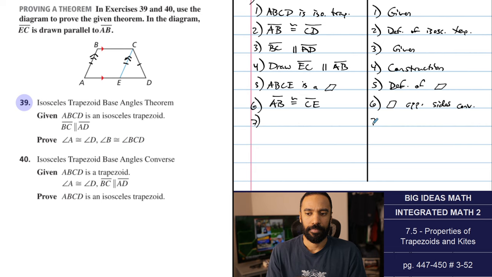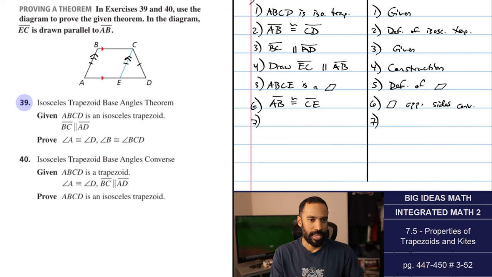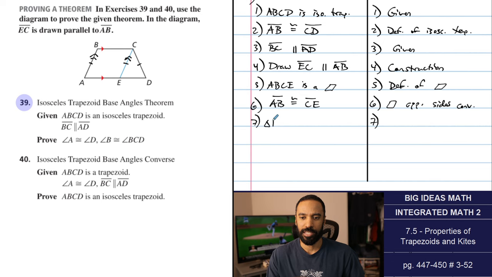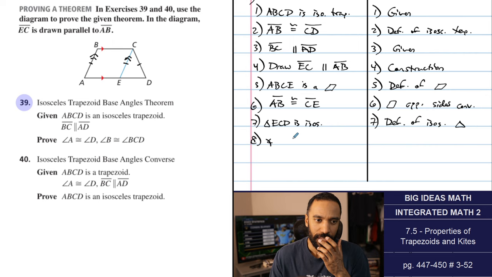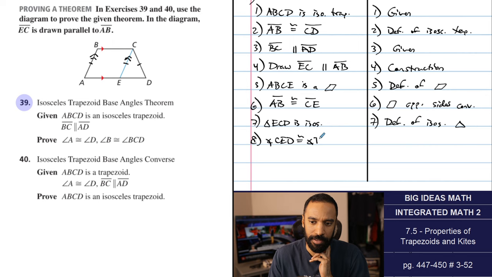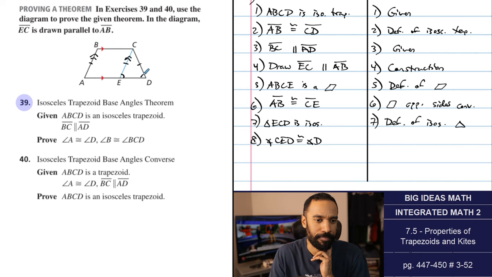I don't know what the name is, but you know, this is an isosceles triangle now, and then base angles theorem or something like that. I don't know. I'll just go full bore. Triangle ECD is isosceles by definition, and then angle... See, I feel like I'm doing a lot on this part. That's not really needed. Angle CED is congruent to angle D. So these two are now congruent by the base angles theorem for an isosceles triangle.